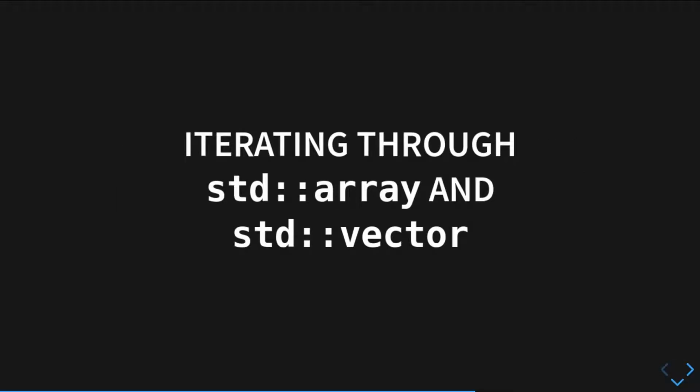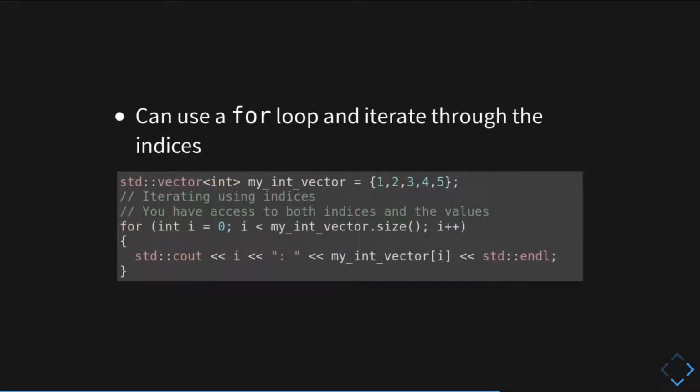Now, on to how to iterate through a std array and std vector. One way that we've seen we can iterate through both std array and std vector is to use a for loop and iterate through the indices. This can be seen in the example below, where we create a std vector with values 1, 2, 3, 4, and 5, and then we create a for loop that loops from 0 to less than the vector size, and then we print out the index, colon, and then the element of the vector at that index.